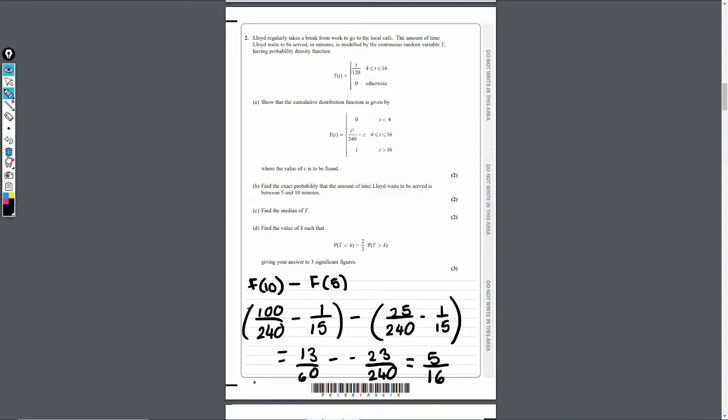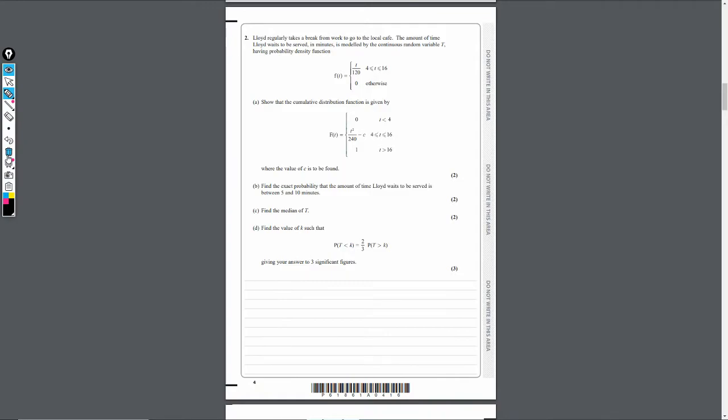Part C, another quick one, we just have to find the median of t. Again, we're using this CDF. To find the median, all we've got to do is set this middle function here, t squared over 240 minus 1 over 15, equal to a half, because remember the median occurs when it's halfway through. If we set this equal to a half, instead of t, I'm just going to change it to m for the median, so it's going to be m squared over 240 minus 1 over 15 is equal to a half, or 0.5.